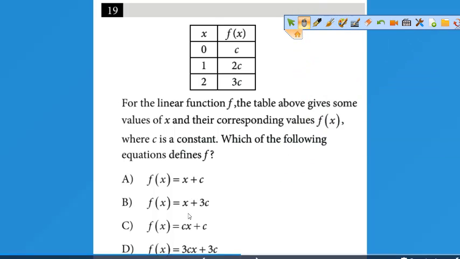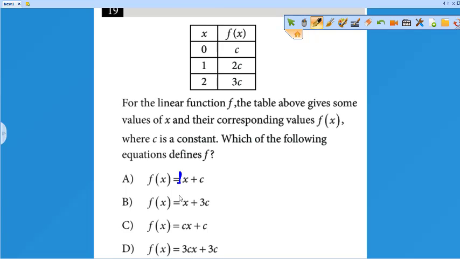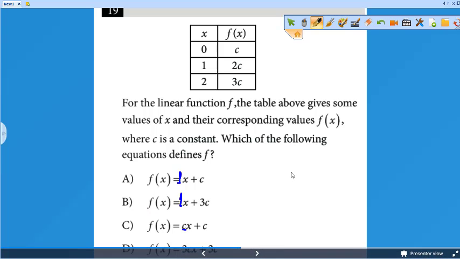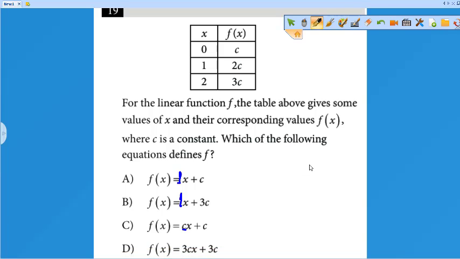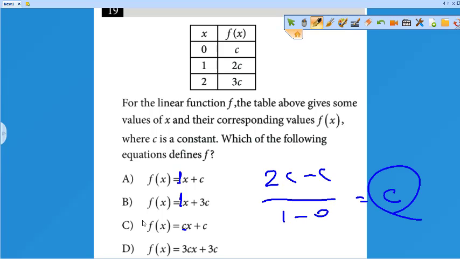Yes, to determine which equation is represented by this table, you can get the slope directly. The slope here is 1, and the slope here is also 1, and the slope here is C, and the slope here is 3C. How would we get this one? 2C minus C over 1 minus 0 makes C. It means I need slope C.